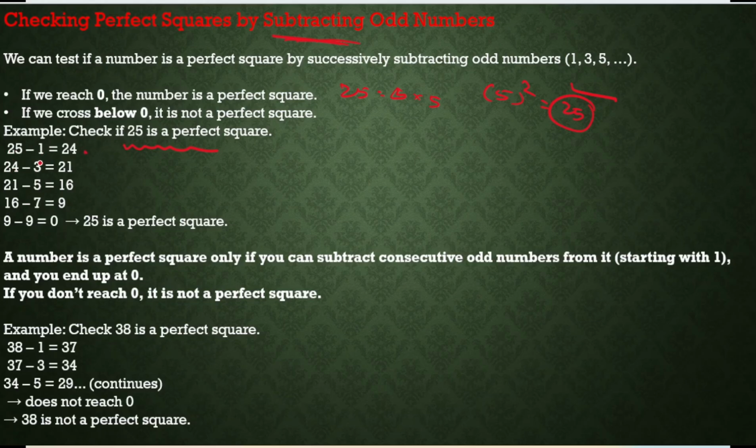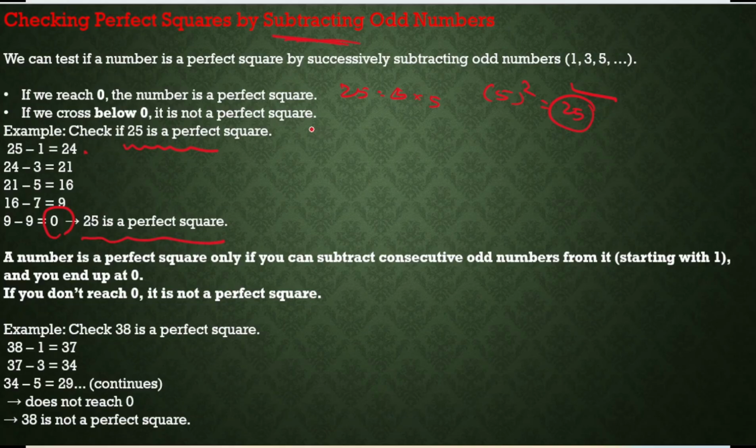Again subtract 24 minus 3. Next, what is the next odd number? 3, that is 21. Then subtract 21 with what? With 5. Why? What is the next odd number after 3? 5. The result should be 16. Again 16 subtract with 7, that is 9. Again 9 subtract with 9. Why? 5, 7, the next odd number is 9, this is 0. So the answer should be 0. So 25 is a perfect square.